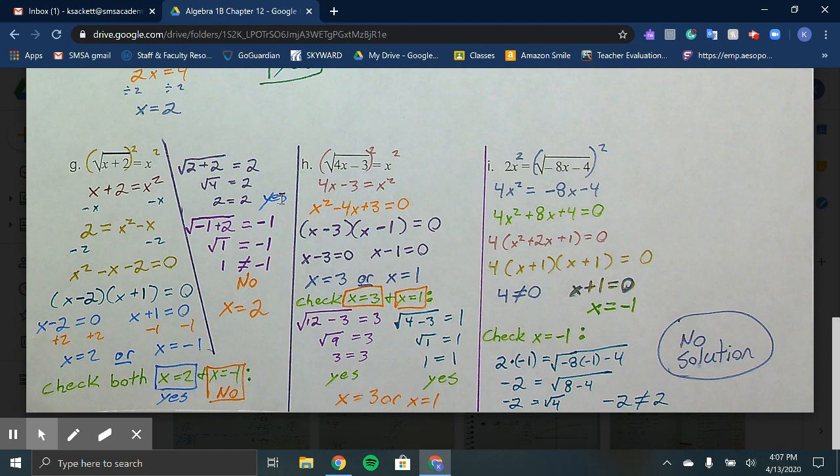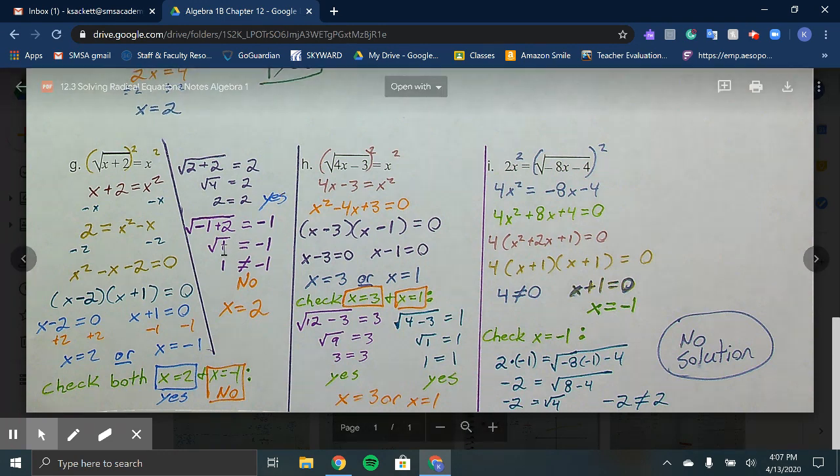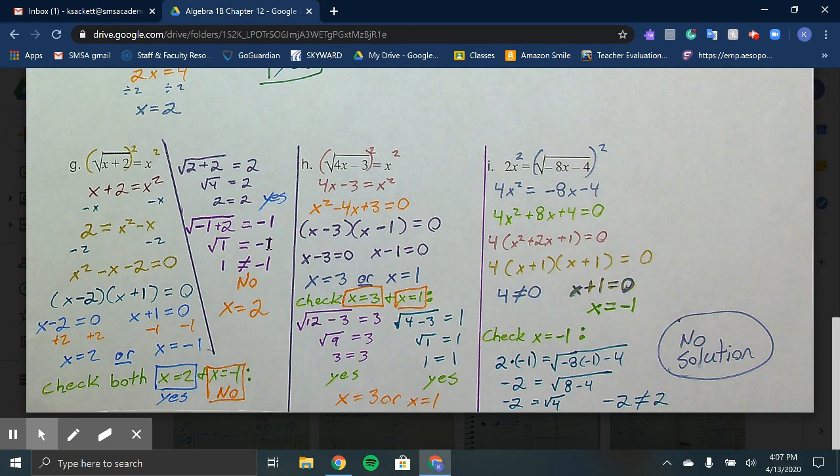Now checking the negative 1. Square root of negative 1 plus 2 equals negative 1. Square root of 1 equals negative 1. 1 does not equal negative 1, so that's a no. So my only solution to this problem is x equals 2.